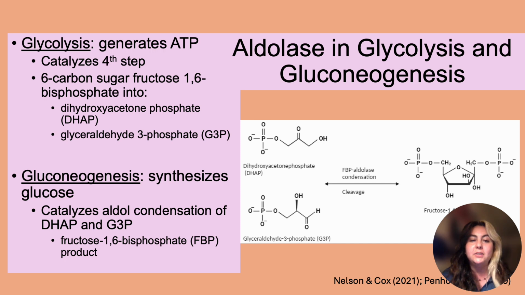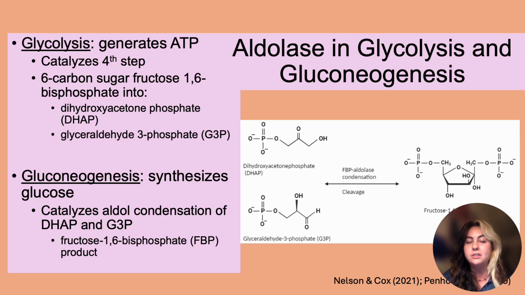So what aldolase does in glycolysis, at the fourth step of that process, is catalyze the reversible cleavage of fructose 1,6-bisphosphate into two different 3-carbon molecules. So you can see that in this chart here. It's on the left side of that arrow. There's two different 3-carbon molecules.